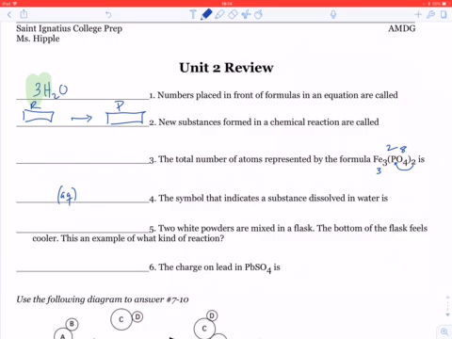Two white powders are mixed in a flask. The bottom of the flask feels cooler. This is an example of what kind of reaction? So again, you have to think about what that cool means. When it's hot, you guys have seemingly no problem saying heat is leaving the system, right? And that's very easy for us. Heat is exiting the system. We do sort of have an issue with understanding cooler as energy entering the system.